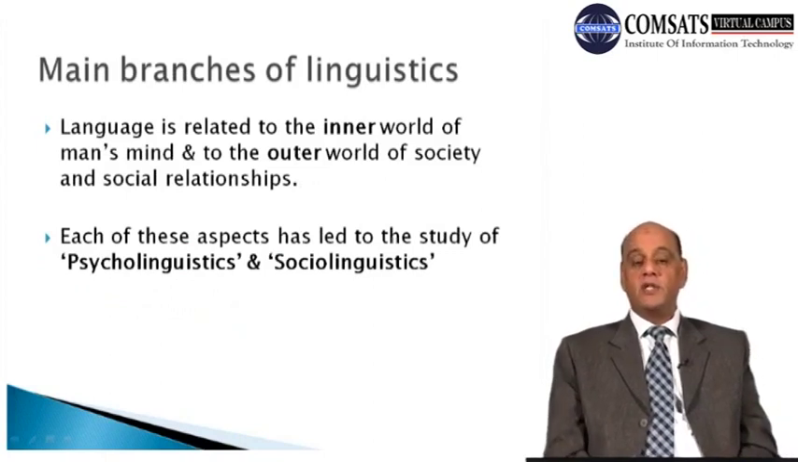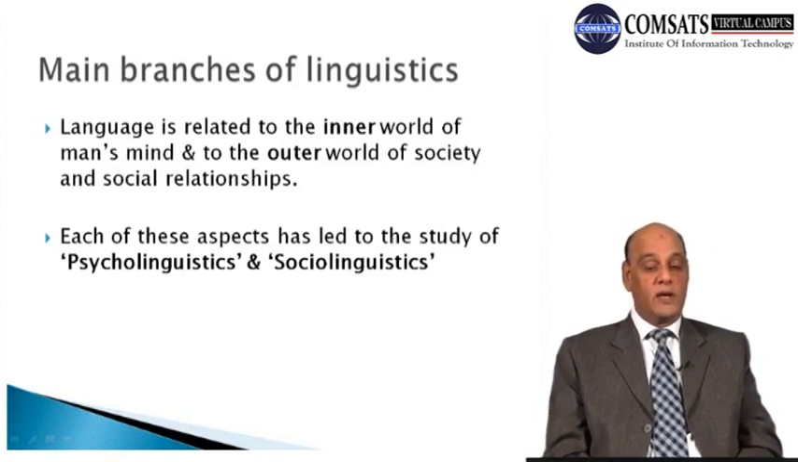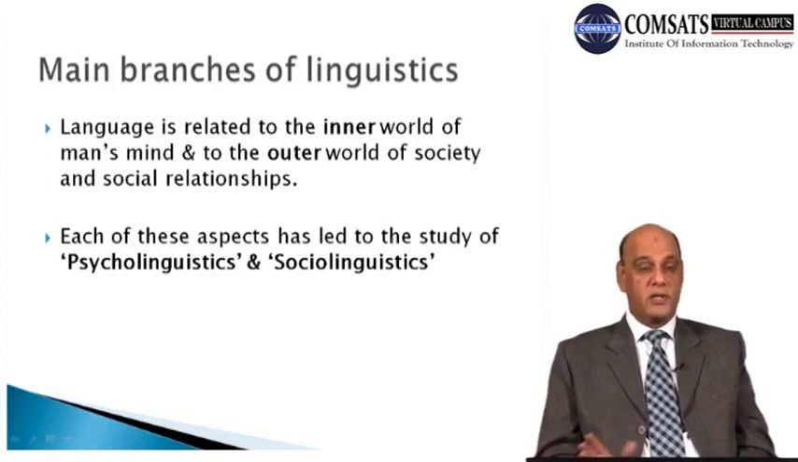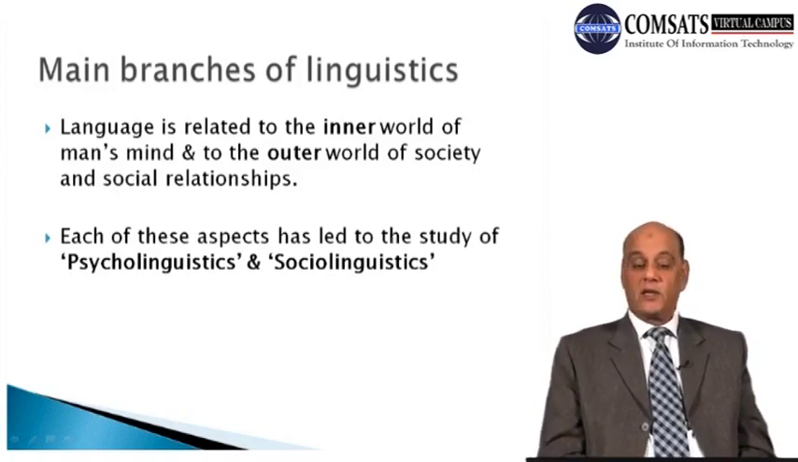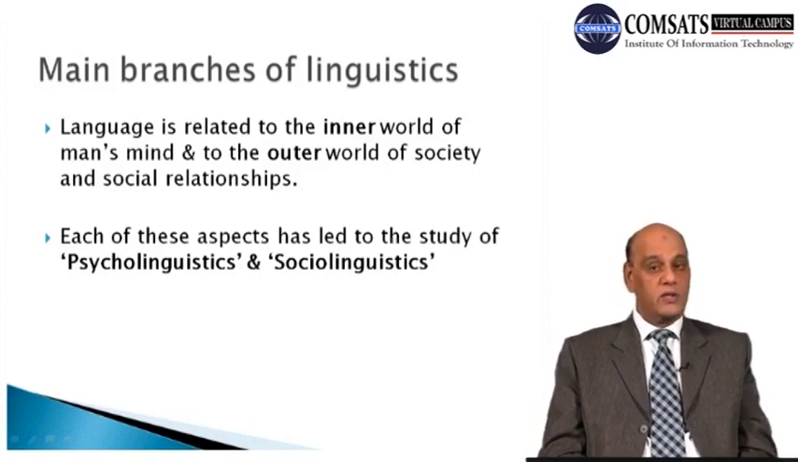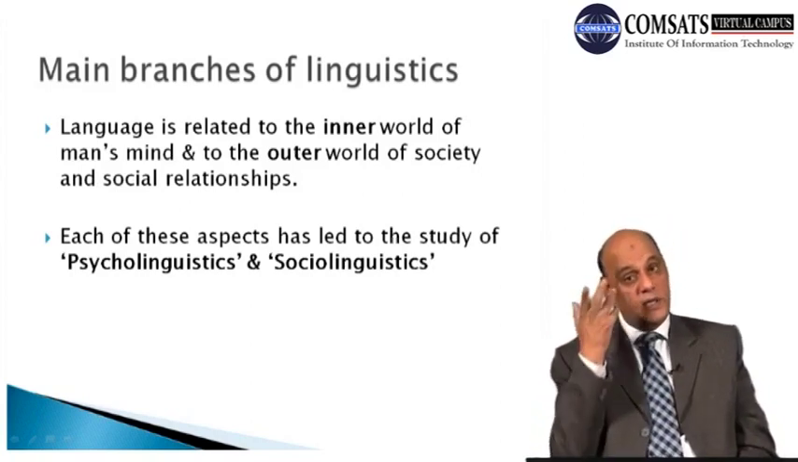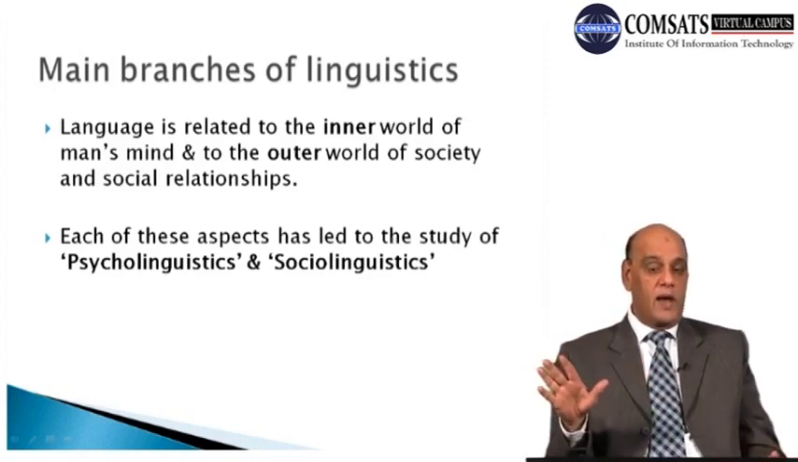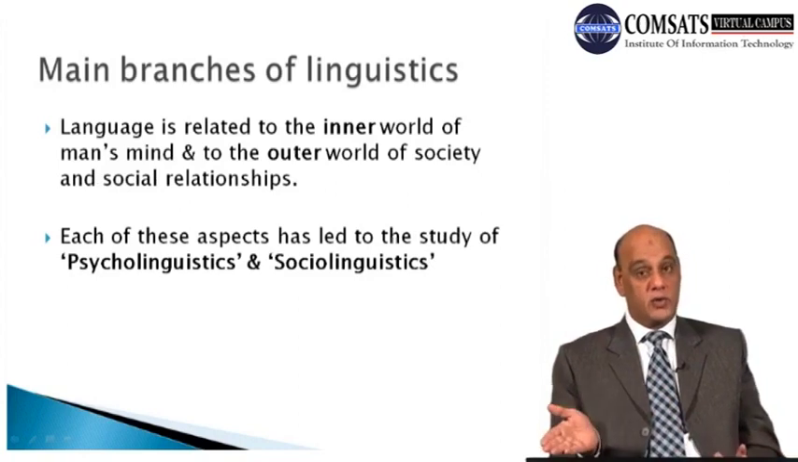Now, main branches of linguistics. Language is related to the inner world of man's mind and to the outer world of society or social relationship. Language talks about the inner world and the outer world, both. What is the inner world? Whatever is happening in our mind, whatever mental processes are there. And the outer world, how the language is used in society. Each of these aspects has led to the study of psycholinguistics and sociolinguistics. Now, I talked about two things, processes in the brain and how it's used in society. So you have two different branches of language, psycholinguistics and sociolinguistics.